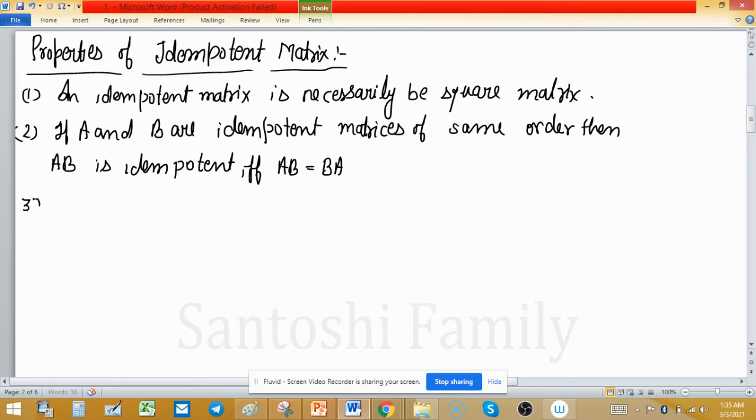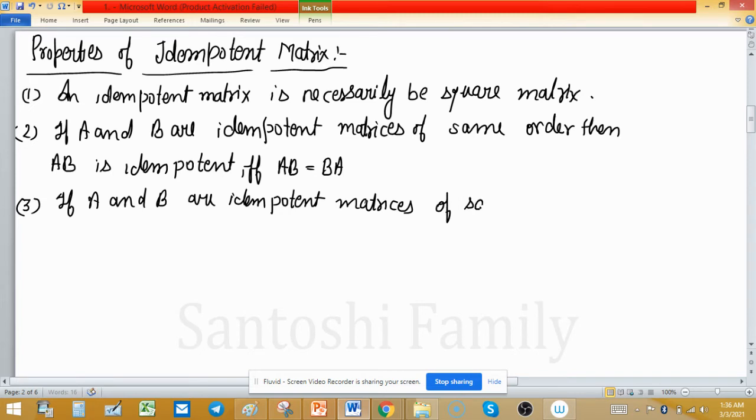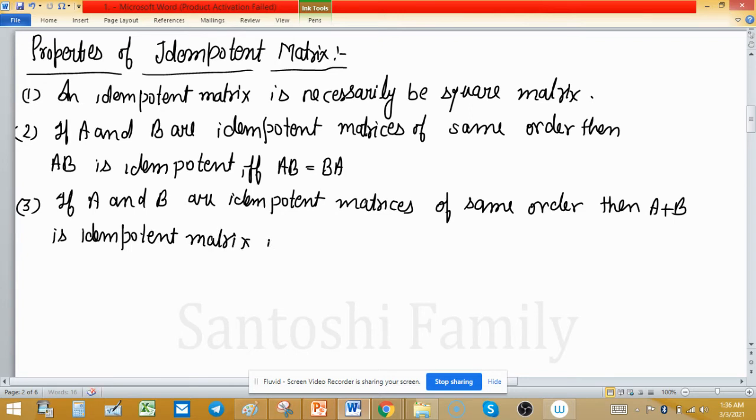The next property related to idempotent matrices is: if A and B are idempotent matrices of the same order, then their sum A plus B is idempotent if and only if AB equals BA, meaning they commute, and AB equals 0.